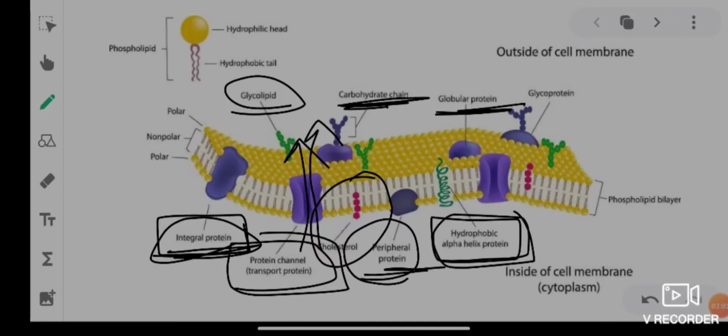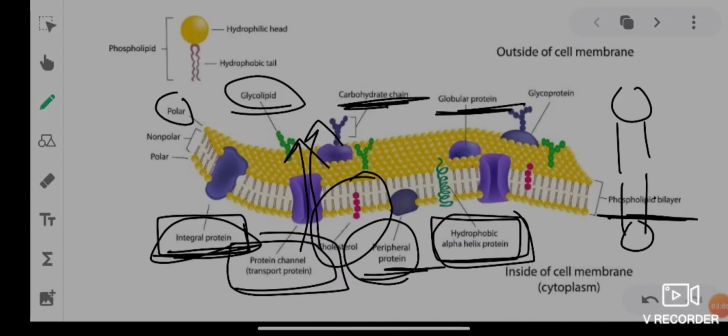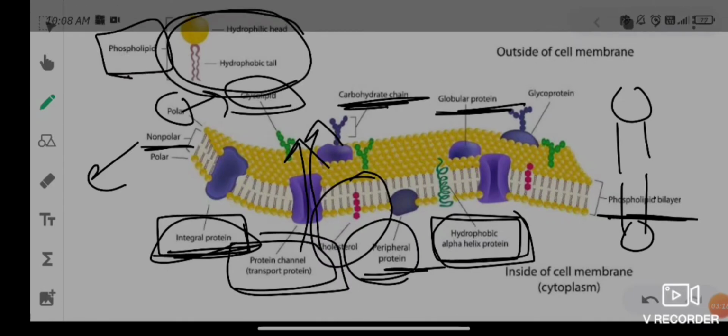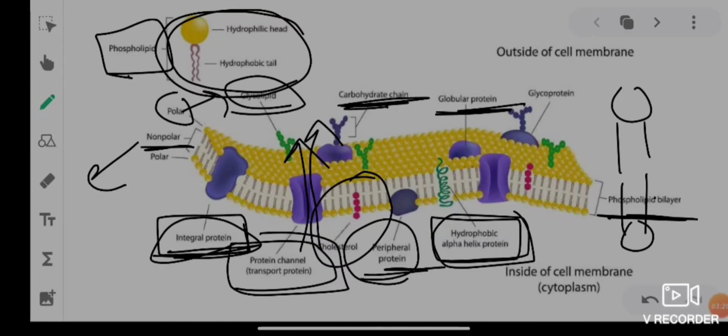Hydrophobic tail we have seen. Phospholipid bilayer is arranged in two layers: polar head and non-polar tail. Polar means hydrophilic, we can say. Non-polar means hydrophobic tail. Phospholipid is the structure of the membrane. So this is all about plasma membrane.